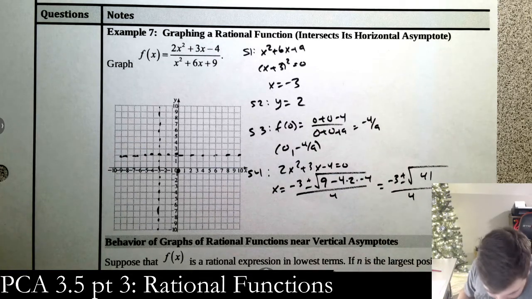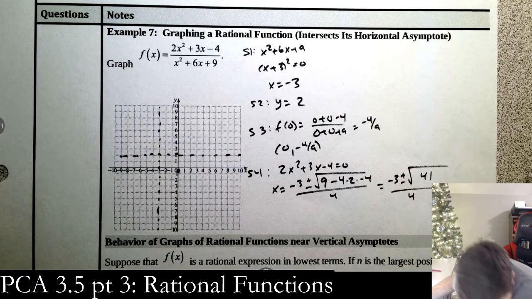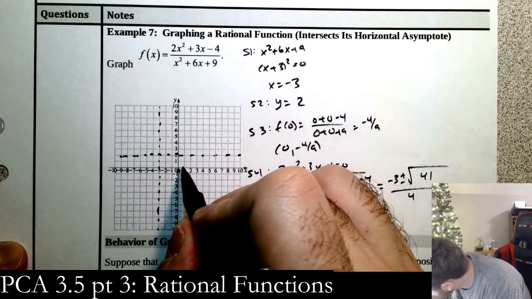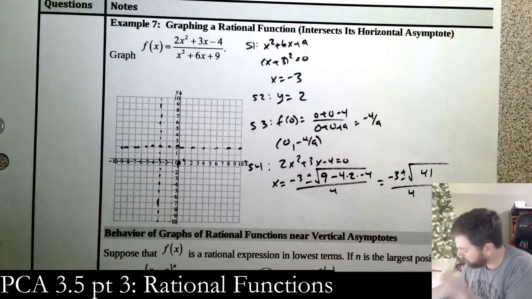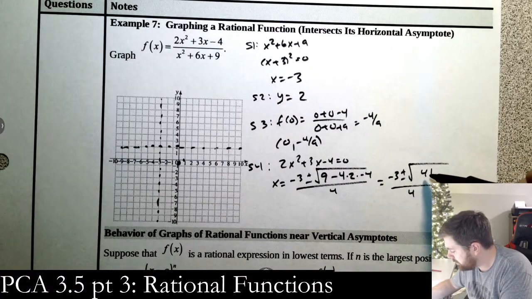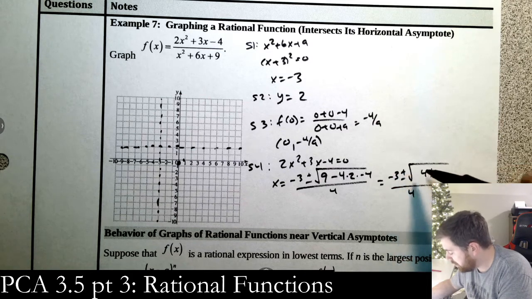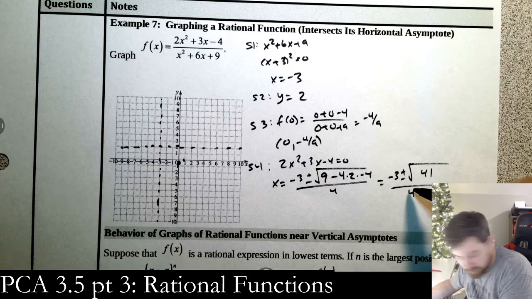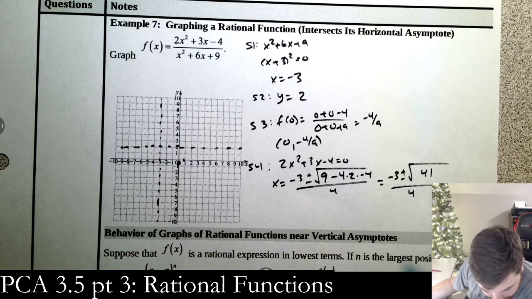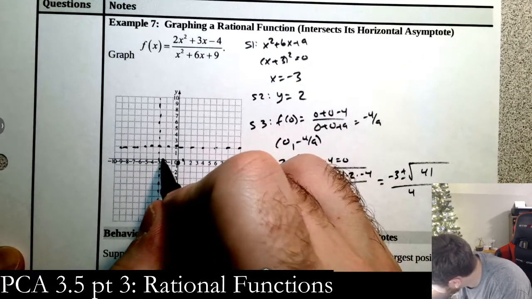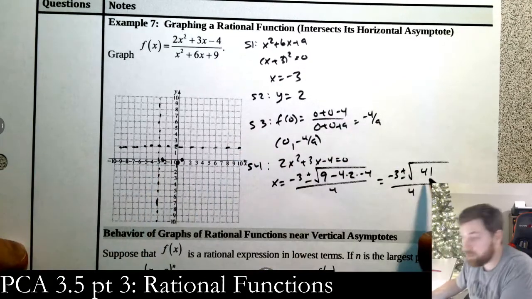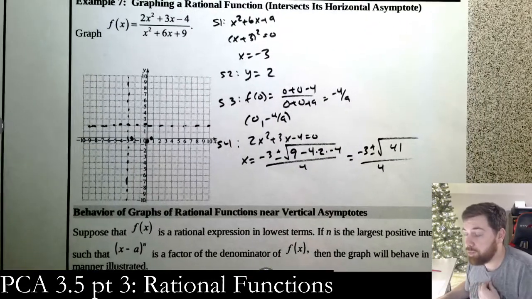So it looks like it's going to cross about right here. Root 41 is a number that is between 6 and 7. So this is negative 3 plus 6 over 4, so almost 0.75. And negative 3 minus 6-ish, so it's negative 9 over 4, so like negative 2-ish. There's the two spots it's going to cross. Yeah, a little more than negative 2. Okay, so you could put this into a calculator and get the exact number if you wanted to. But about right there.